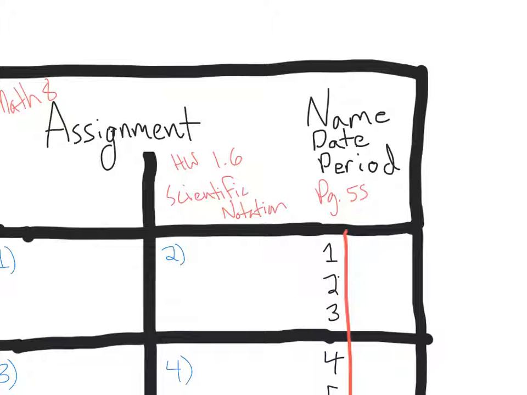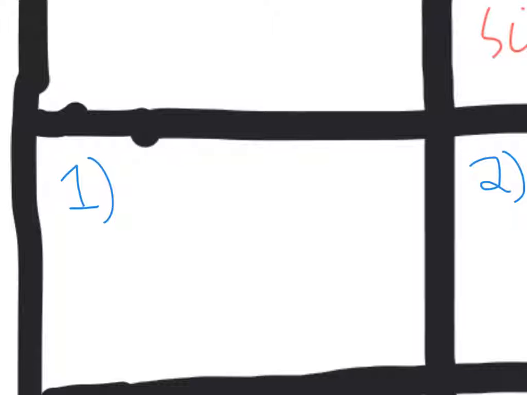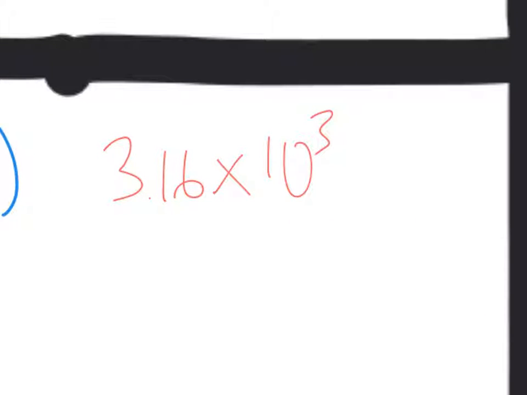Let's go ahead and look at some of these problems. Number 1, we are asked to write each number in standard form. Here they give it to us in scientific notation, and we've got to change that to standard form, which basically means we need to write it as a regular number. Okay, so I locate my decimal point.